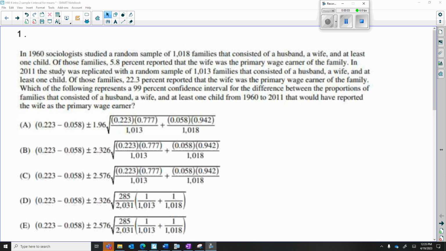Hi everyone, we're going to talk today about our next topic, which is two sample T procedures. So on our homework tonight, our first question is a two proportion procedure, and that's where we just came from this past week, two proportion Z procedures. So I'm going to let you do this one on your own, number one.